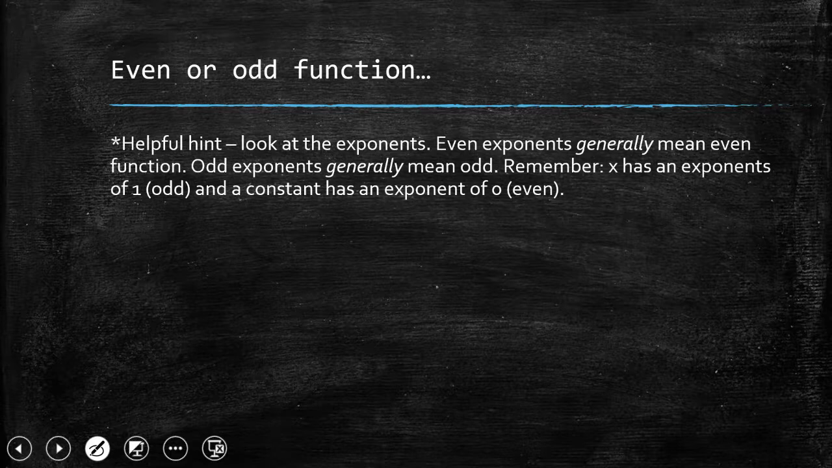Remember, x, just plain old x, has an exponent of 1, which is odd, and a constant has an exponent of 0, which is even. So that can generally be a helpful hint. If you have a mixture of even and odd exponents, it's generally going to be a neither, because some of the signs will change and some won't. So just keep that little helpful hint in the back of your head.